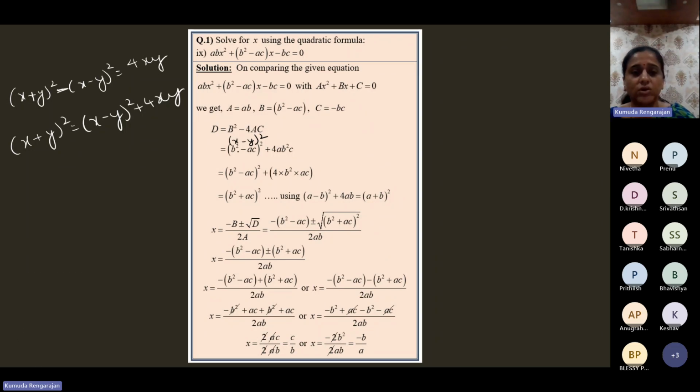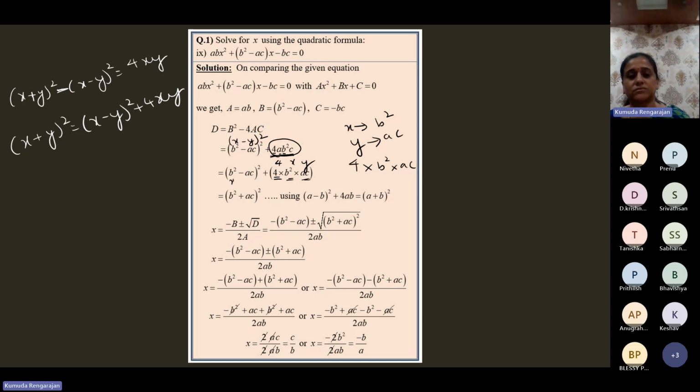So here you have x minus y the whole squared, where your x is b squared and your y is ac. So what is 4xy? 4 into b square into ac. So see, this is nothing but 4b square ac, which you already have here. We're just writing this one as 4 into b square into ac, because it should look like 4 into x into y.